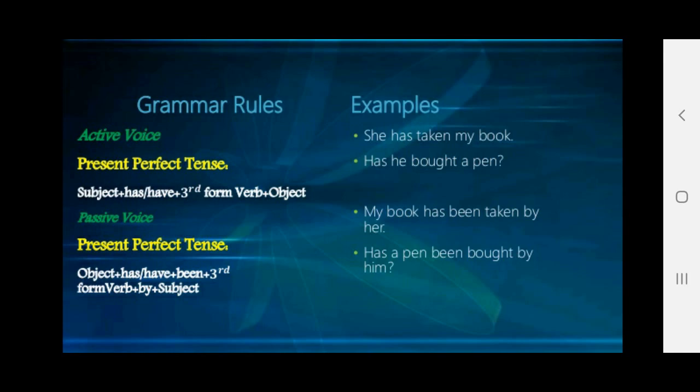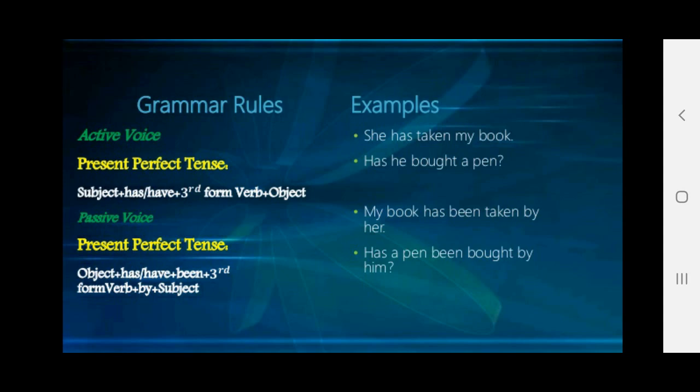The next, present perfect tense. The rule will be object plus has or have plus been plus third form of the verb plus by plus subject. For example, she has taken my book in active. In passive, it will become like my book has been taken by her.